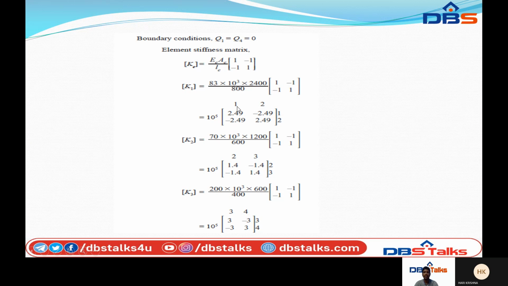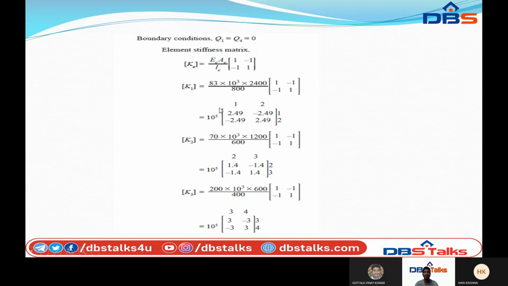Then for identification, I'm taking the numbers 1, 2 on the upper side, and beside that I'm also writing 1, 2 for that element stiffness matrix K1. K2 and K3 are similar, by taking the values and substituting in terms of E. For element 2, I'm taking Young's modulus E2 as 70 gigapascal, for E3 200 gigapascal. After that, the area for second element, area for third element. Then I will get the element stiffness matrices for the 3 elements: K1, K2, K3.